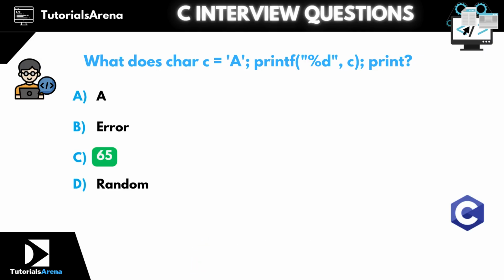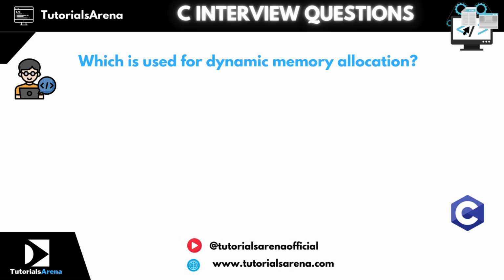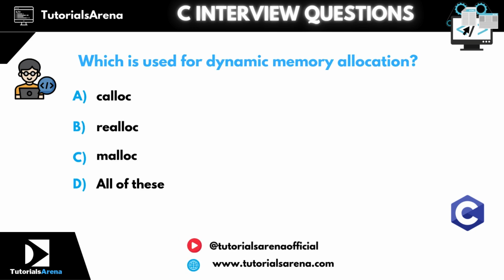Moving on to the next question. Question 99. Which is used for dynamic memory allocation? Option A, calloc. Option B, realloc. Option C, malloc. Option D, all of these. The correct answer is option D, all of these.